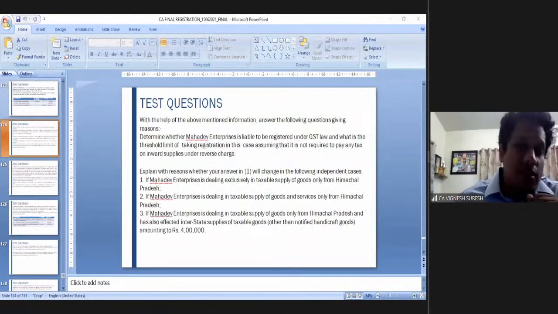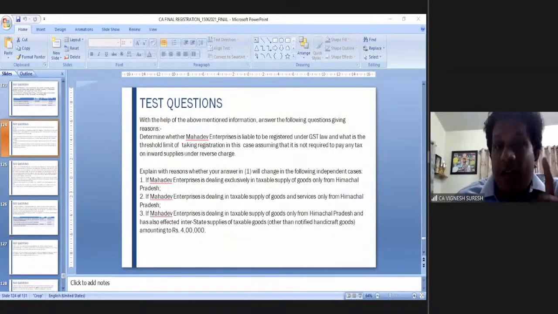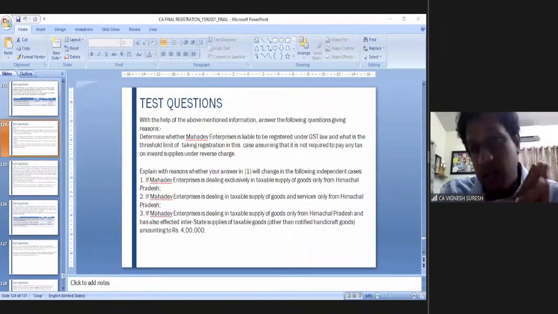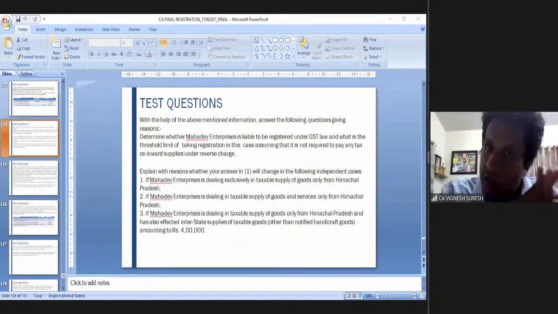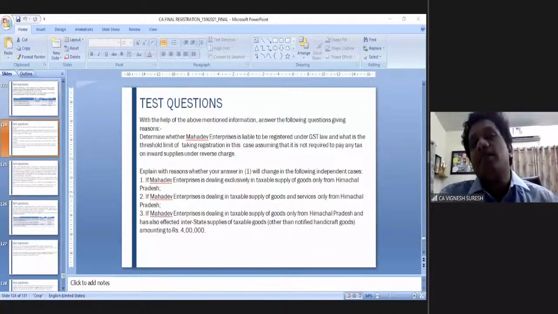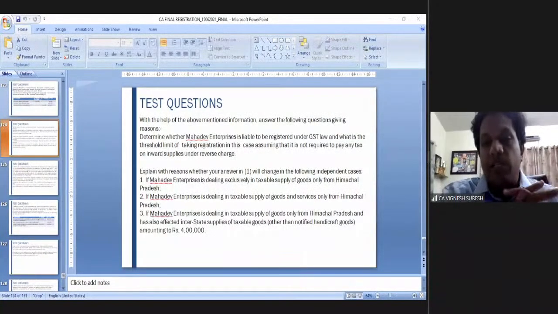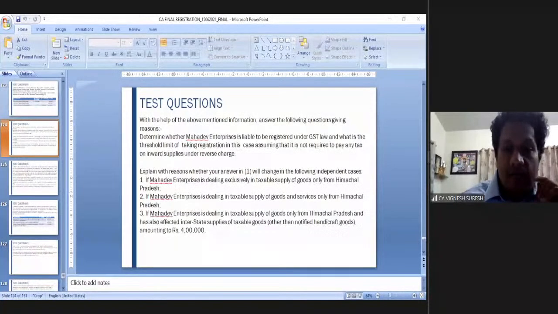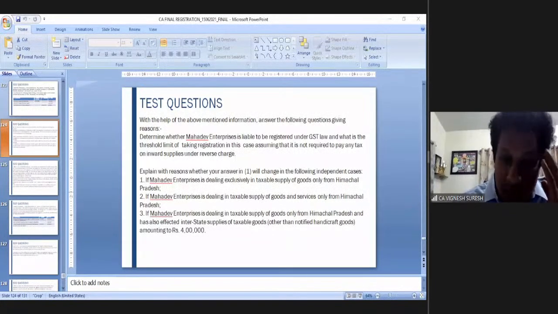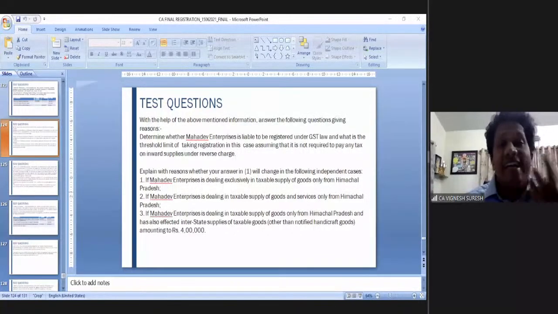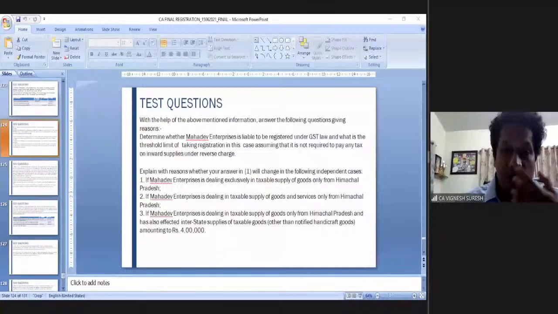But the small twist in this question is, in Uttarakhand, he has only non-taxable supply. So we also read the provision that in case he has only non-taxable supply from a state, he is not required to be registered in that state. So for the first question, the answer is he needs to be registered in Tripura and Himachal Pradesh, since the turnover in Tripura is crossing 10 lakhs, but he is not liable to be registered in Uttarakhand since it is not making any taxable supply. He is making only non-taxable supply from Uttarakhand. That is the answer to the first question.